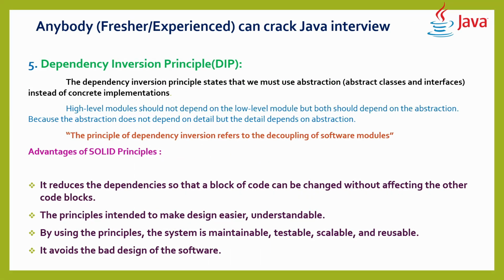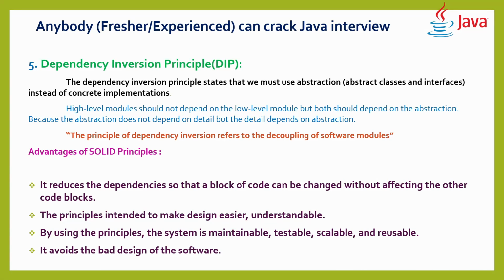Okay, and the last principle we are going to explain is the dependency inversion principle. The dependency inversion principle states that we must use abstraction, that means abstract classes and interfaces, instead of concrete implementations. That means high level modules should not depend on low level modules, but both should depend on the abstraction, because the abstraction does not depend on details, but details depend on the abstraction. The principle of dependency inversion refers to the decoupling of software modules.